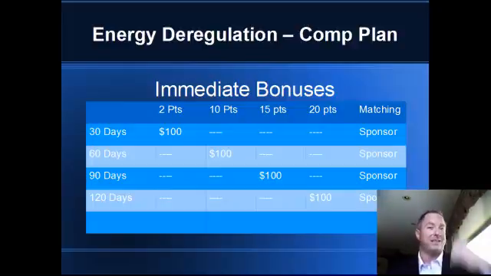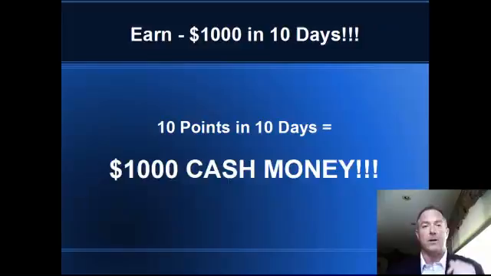If I get 10 points in 60 days, I get another $100 commission. 15 points, 90 days, another 100. 20 points, 120 days, another 100. That's going to trigger all the mentor bonuses, etc.